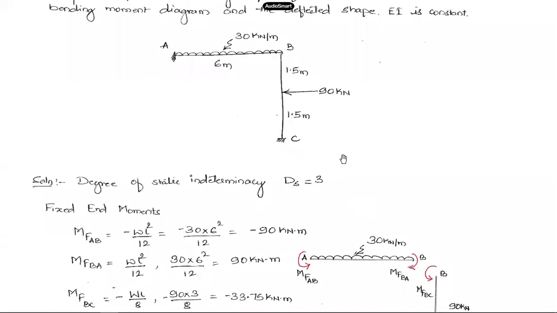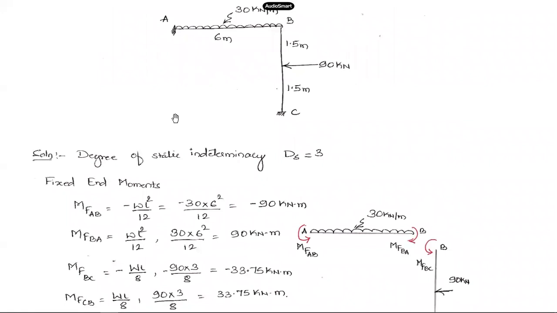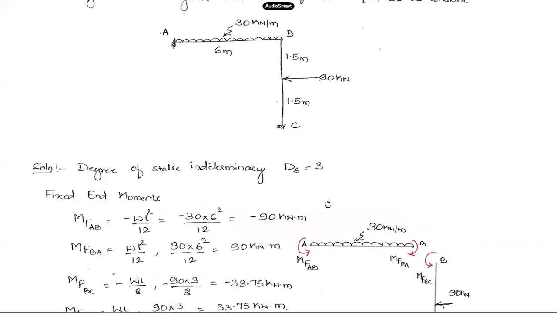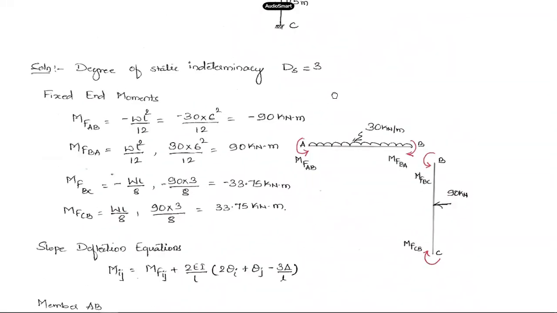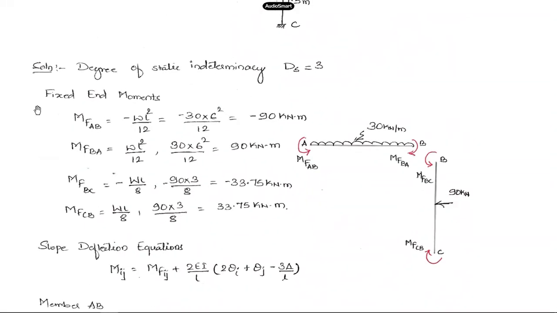And what about the degree of static indeterminacy? In this case, it is 3. 6 reactions in total minus 3 conditions of equilibrium, we come up with degree of static indeterminacy as 3. So the first step is finding the fixed end moments.